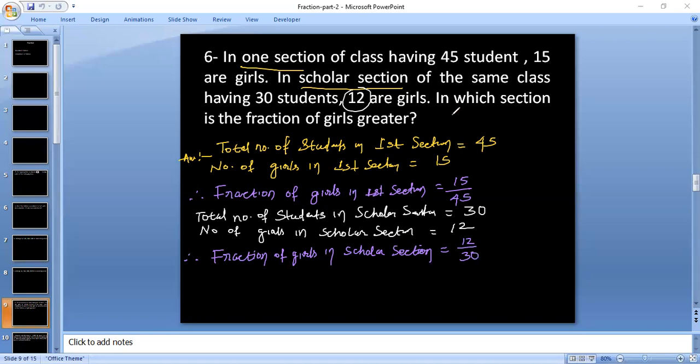So the question asks you, in which section, the first section or the scholar section, is the fraction of girls greater. That means you have to compare 15 by 45 and 12 by 30. What can we do to compare both? We will find the LCM of the denominators, that means 45 and 30.